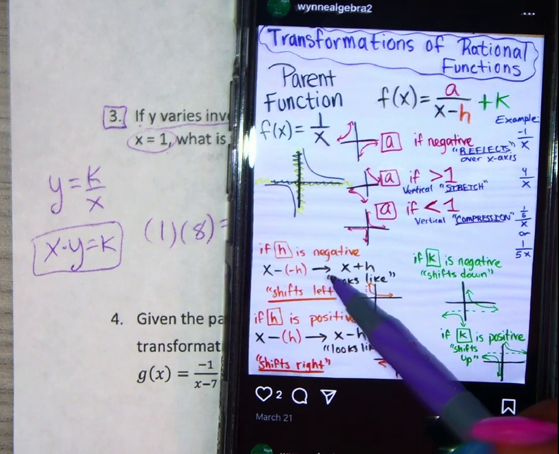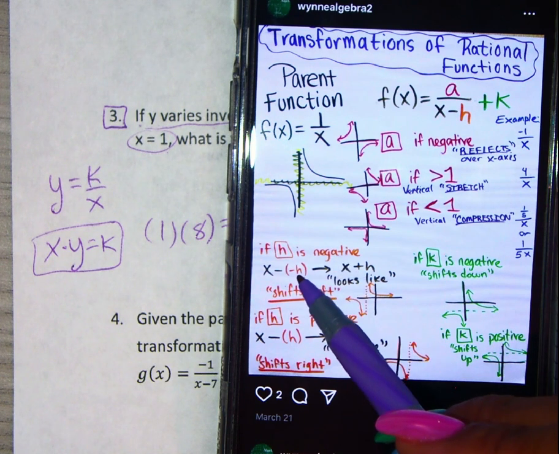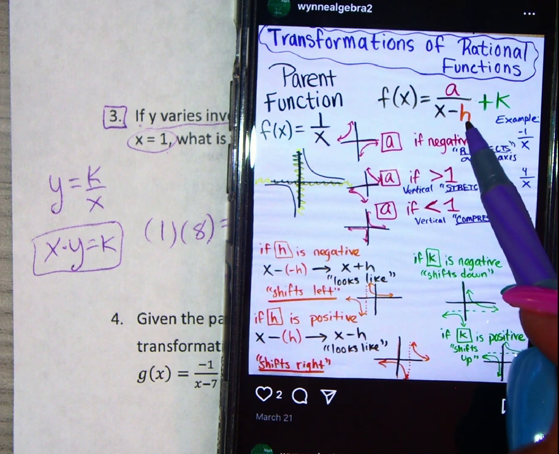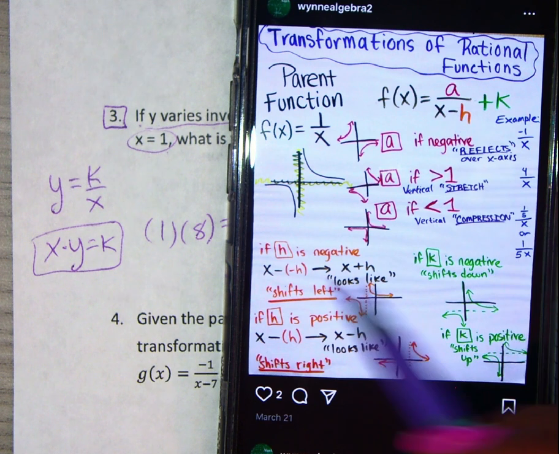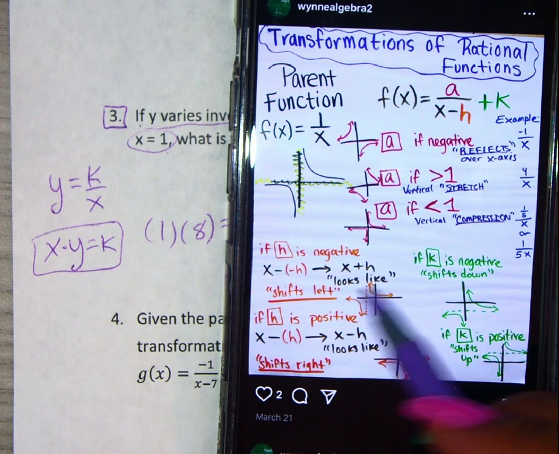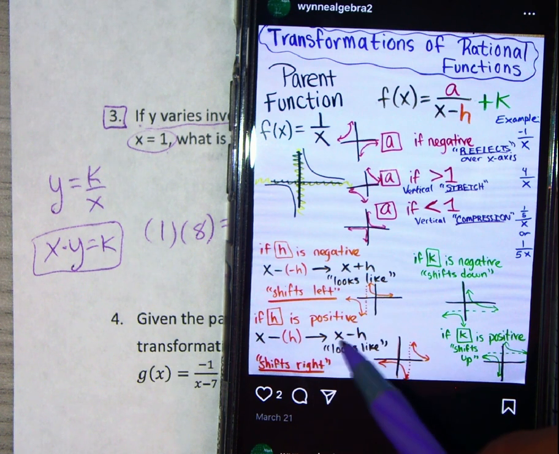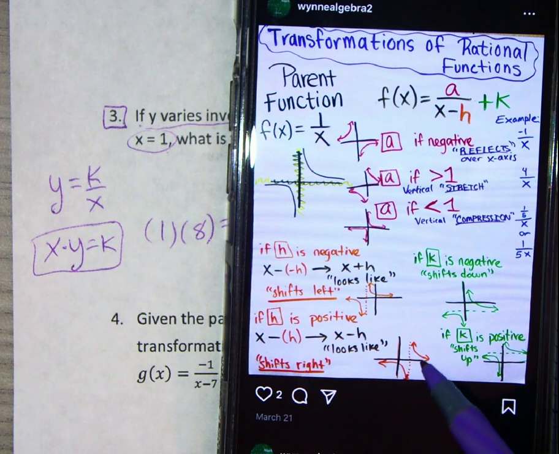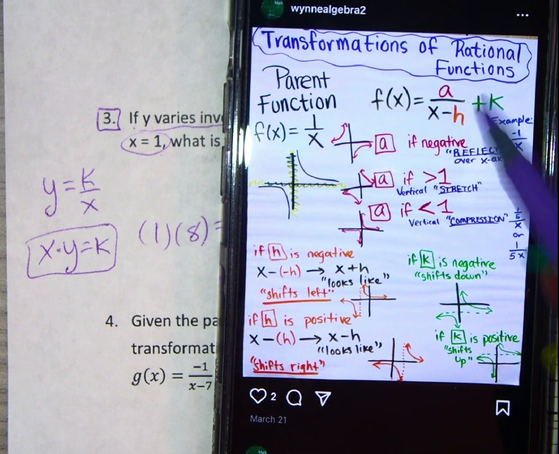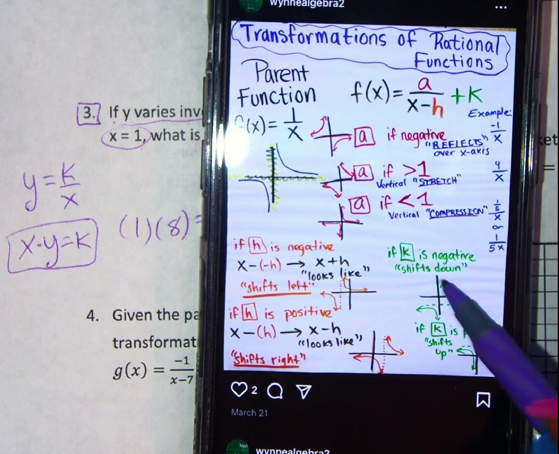And if we have an h value that is negative, it will be substituting a negative value in there. So that will result in minus negative, which simplifies to the expression looking like x plus an h value. So it looks like x plus h, and it will be shifted to the left. And the opposite will happen if it looks like x minus h, the shifting is happening to the right. The last one is the k value. That k is what shifts up and down. If k is negative, that means it's shifting down, and if k is positive, it's shifting up.